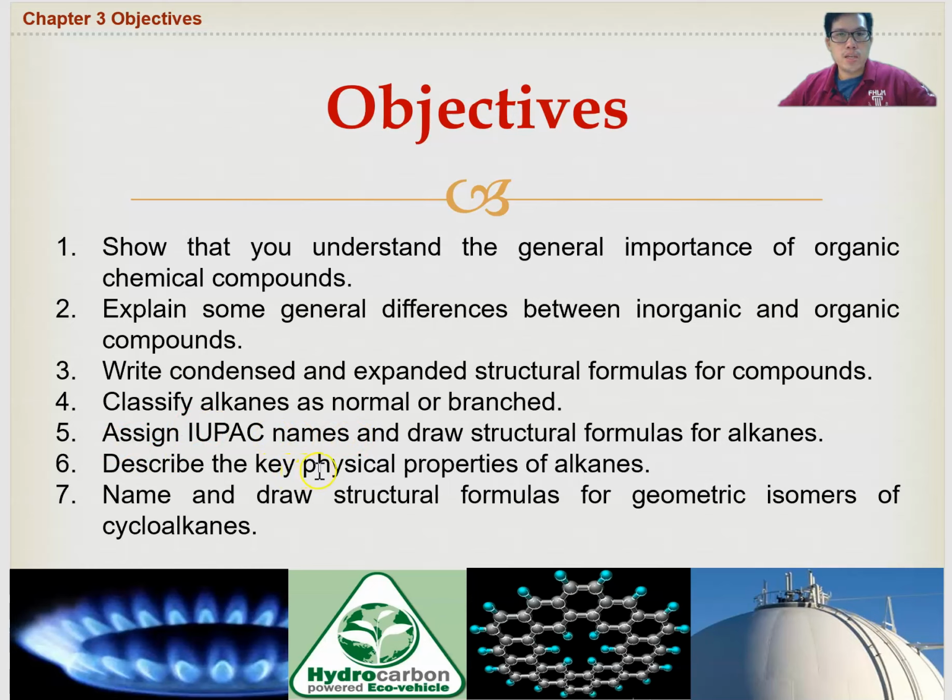Then describe the key physical properties of alkenes. This is very important. Understanding the physical properties allows you to control. In chemistry, it's all about knowing how to control the molecules, and a lot of it is the difference in the physical properties. Physical properties include melting point, boiling point, solubility, and so forth. Then name and draw the structural formula for the geometric isomers of the cycloalkenes. The alkenes and cycloalkenes are very similar.